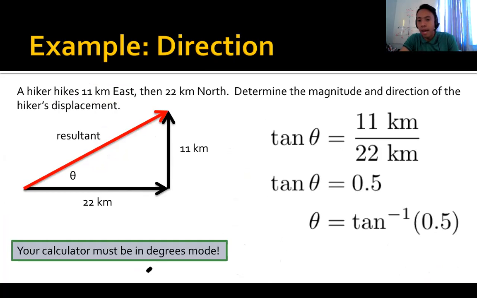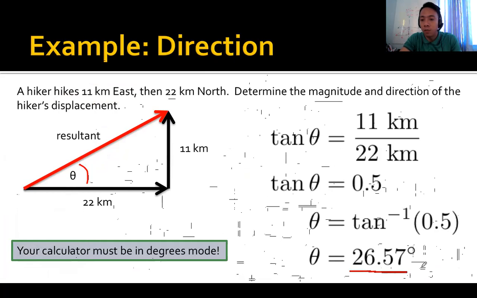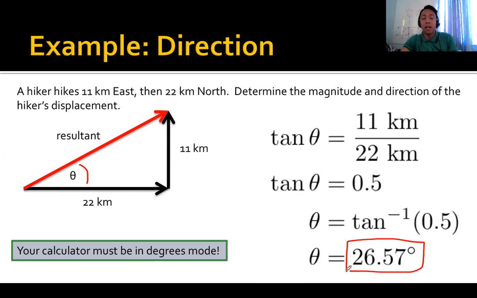Tangent 0.5 or 1/2. Ayan, so tangent -1 of 1/2. Okay, so 26.57 degrees. So the value of the theta here is 26.57 degrees. That is how we can solve for a vector resultant or displacement using Pythagorean theorem and trigonometry. Okay? If we have two perpendicular vectors.